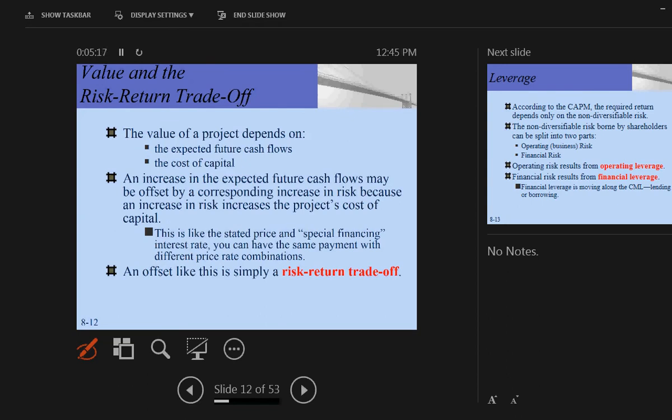Now let's talk a little more about risk return trade-off. If you think about the value of a project, it's going to depend on its future cash flows and the cost of capital, obviously, right? So the larger the future cash flows, the greater the value of the project. The larger the cost of capital, the smaller the value of the project, right? Because the cost of capital goes in the denominator.